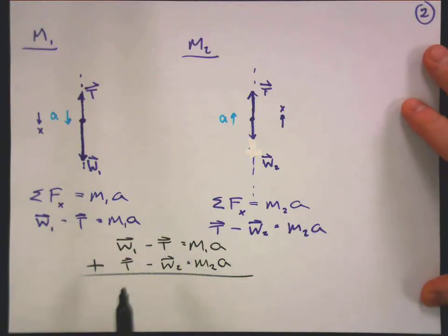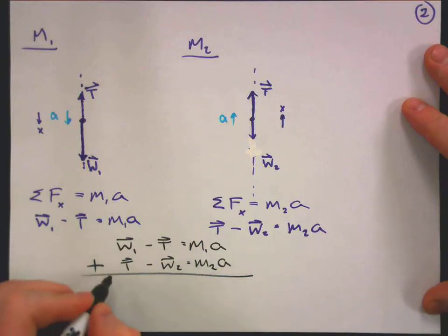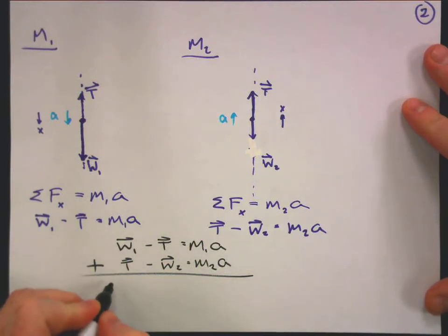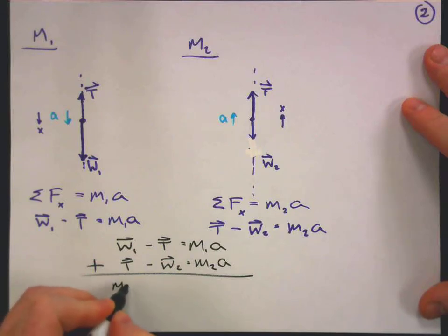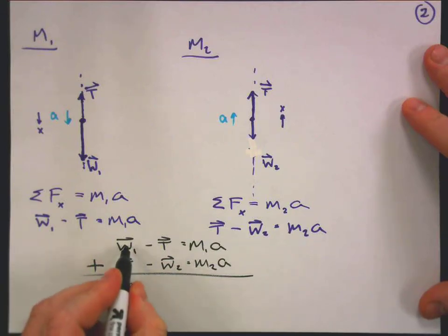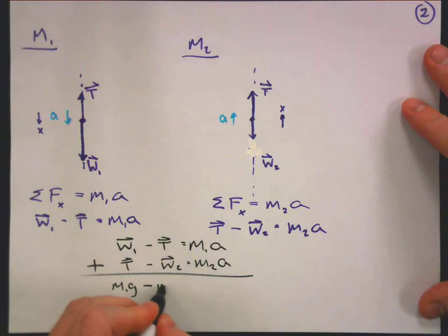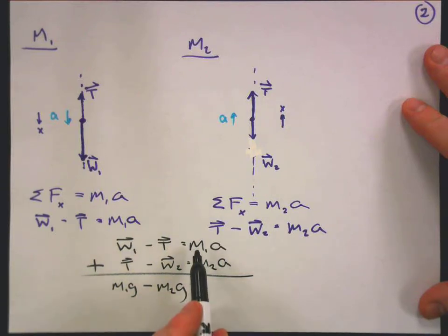So what do we have? Well, I'm also going to break up weight into mass times gravity. You'll see why. I've got mass there, and it's going to be helpful. So weight 1 is M1G, and I'm subtracting weight 2, which is M2G, and so I have M1A plus M2A.